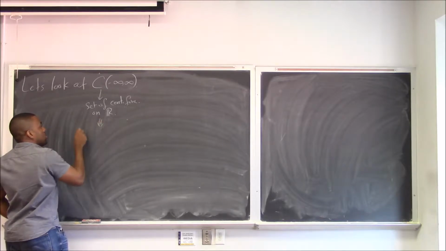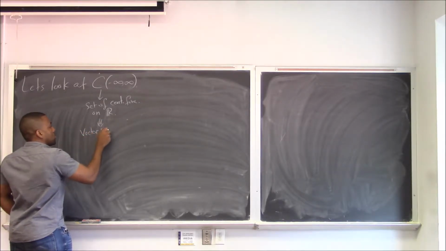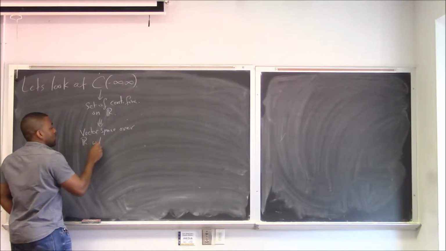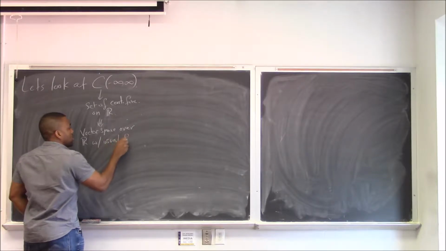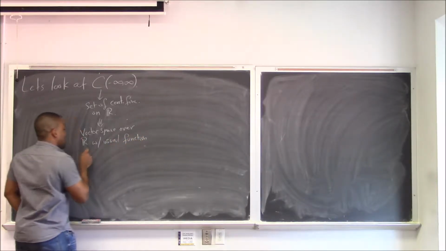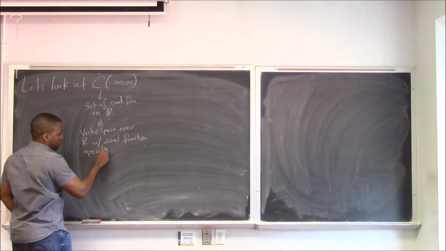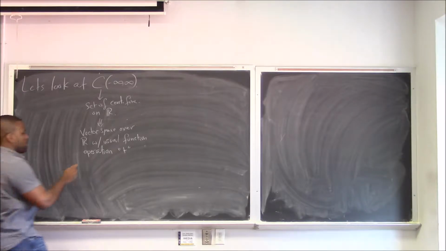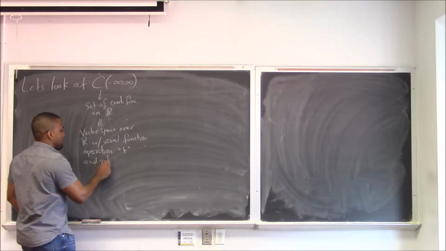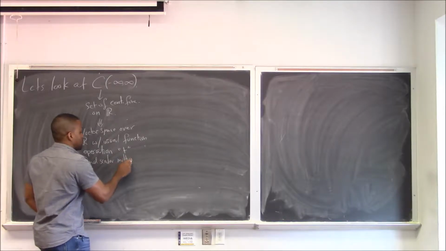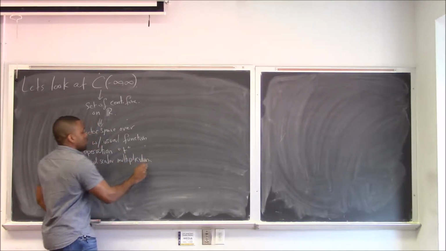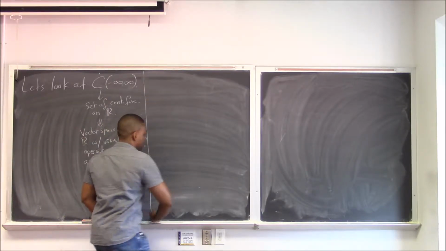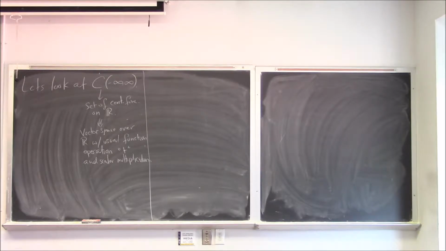It is a vector space over R, with the usual function operations of plus and scalar multiple. Okay, so you can prove that by verifying all the 10 vector space axioms, but this is a vector space.